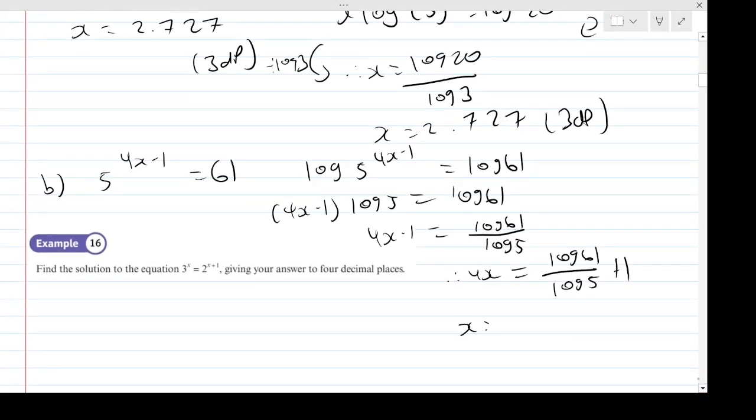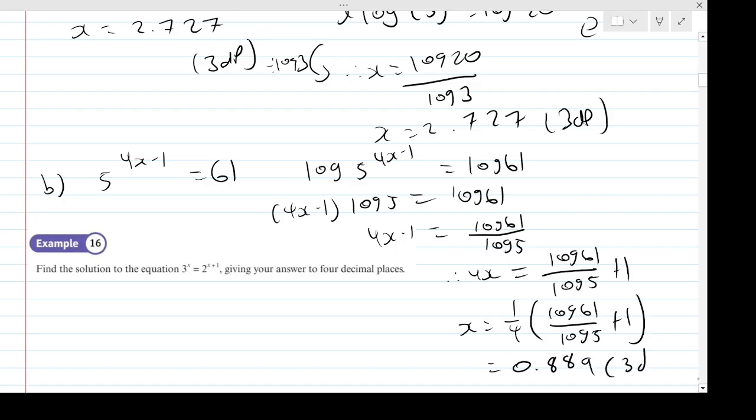And so therefore x is going to be a quarter. It's going to be all this divided by 4. So a quarter of log 61 over log 5, add 1. And so if I put that in a calculator, I do a quarter of log base 10, there's a hidden base 10 if I'm not including the base in my log, base 10 of 61 over log base 10 of 5, add the 1, I get x is 0.889 to 3 decimal places. And there we are.